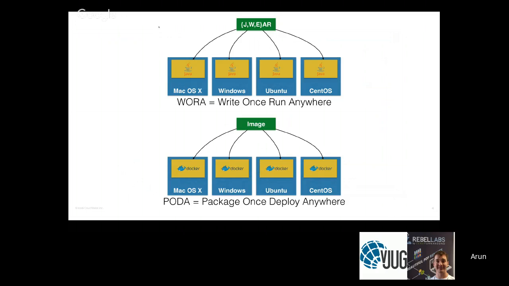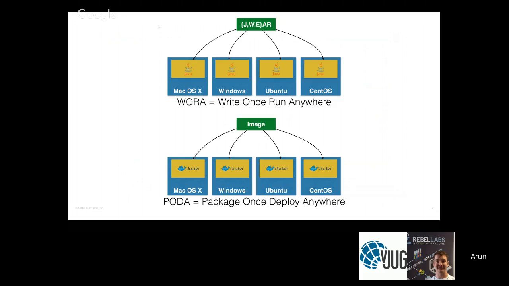In a similar way, Docker gives you PODA, or package once, deploy anywhere. Now, that comes with a caveat, but first to understand the basic concept, Docker gives you a portable image format. In that image, you can package your application with all the dependencies. And then that image is interpreted by the Docker runtime or Docker engine, which is where the container is run. So the image is where you build the whole thing together, and the container is what you run on the operating system.